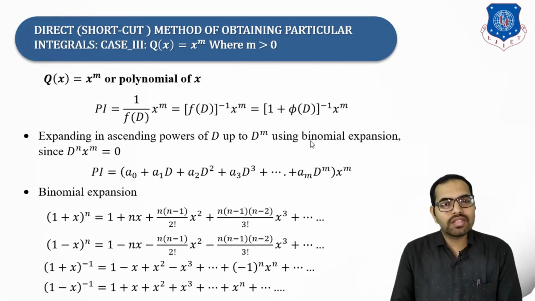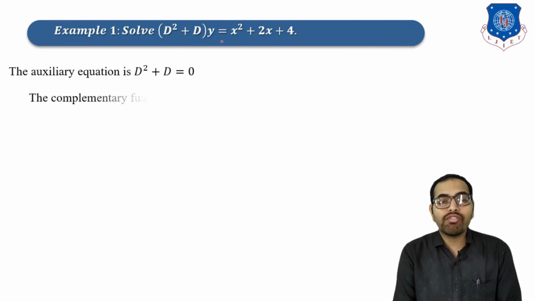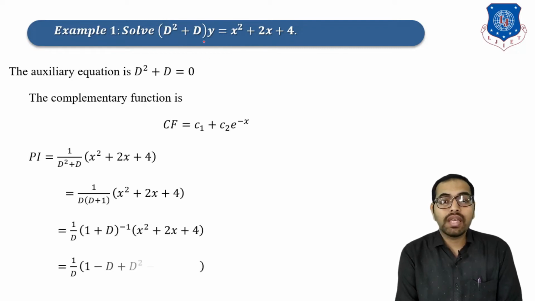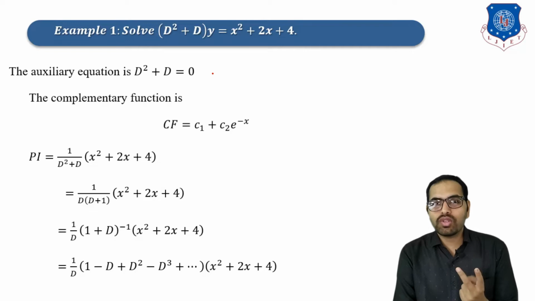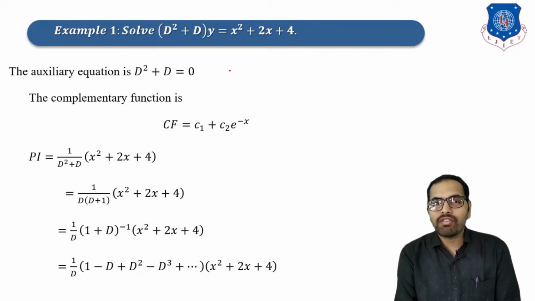Based on case 3, solve D square plus D of y is equal to x square plus 2x plus 4. A most important example. Here, firstly, whenever we find the general solution, we require two solutions: one is the complementary function and the second is the particular integral. So firstly, find the complementary function.